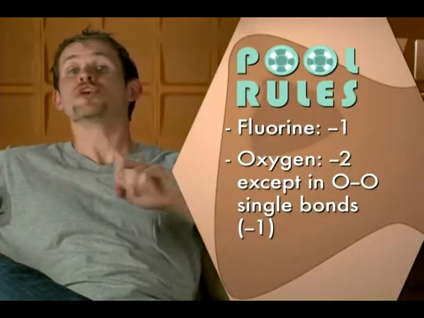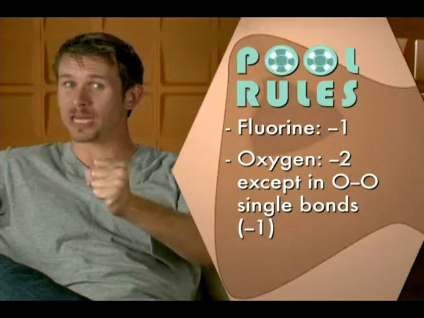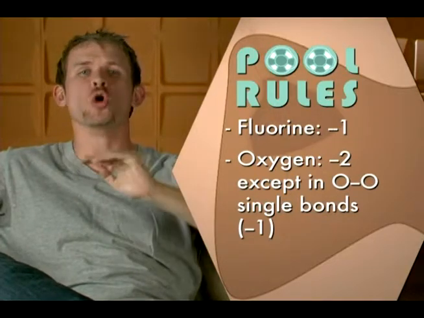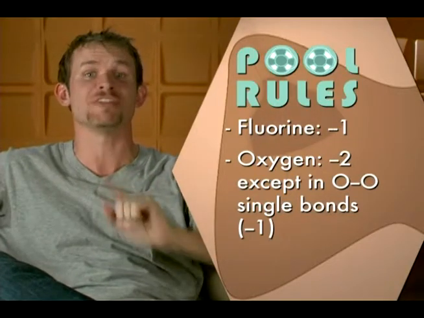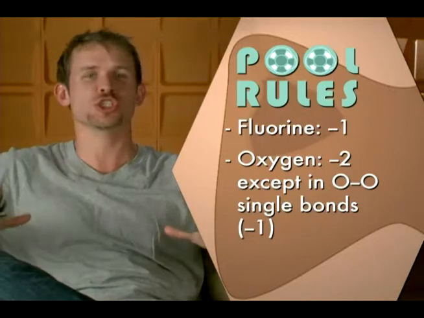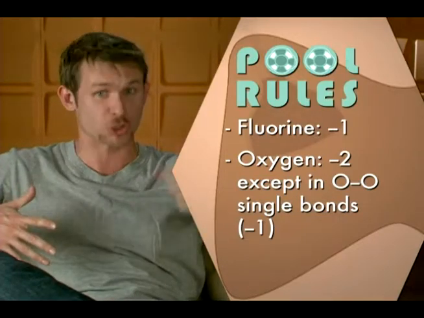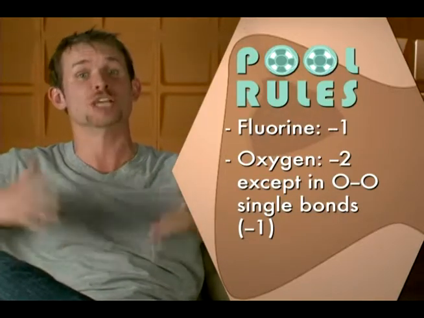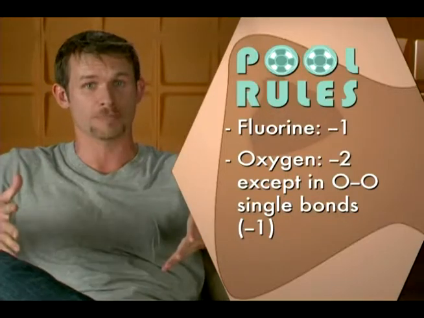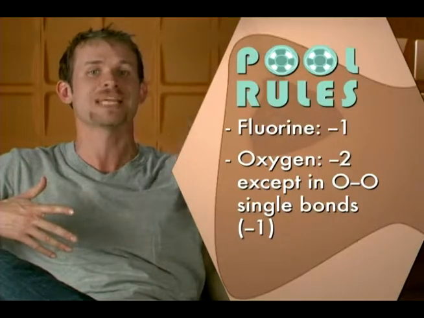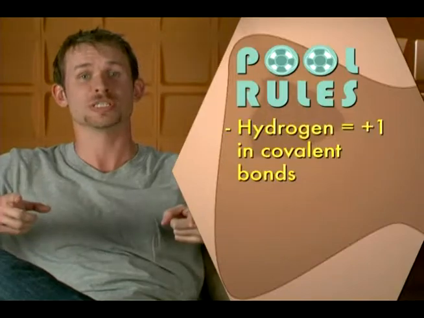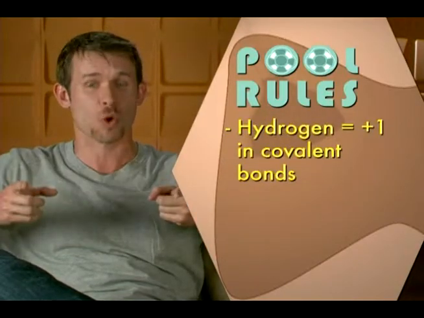And here are a few handy rules for specific elements. Fluorine always has an oxidation number of -1. Oxygen usually has an oxidation number of -2, except when there's an oxygen-oxygen single bond, in which case its oxidation number is -1. Hydrogen has an oxidation number of +1 in covalent bonds. That's one tool scientists use to track electrons.